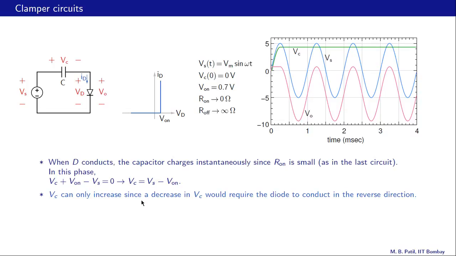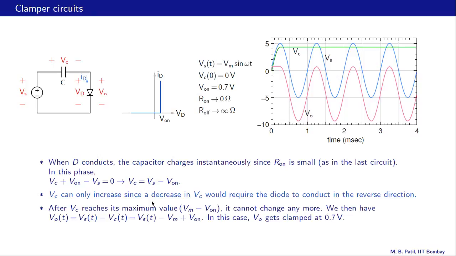Second point, Vc can only increase because a decrease would call for the diode to conduct in the reverse direction, which is not possible. Third point, after Vc reaches its maximum value, and what is the maximum value now? What is the maximum value of Vs? That is equal to Vm, which is 5 volts. So the maximum value of Vc is Vm minus V on, which is 5 minus 0.7, which is 4.3. After Vc reaches its maximum value, it cannot change anymore for the same reasons we discussed earlier.